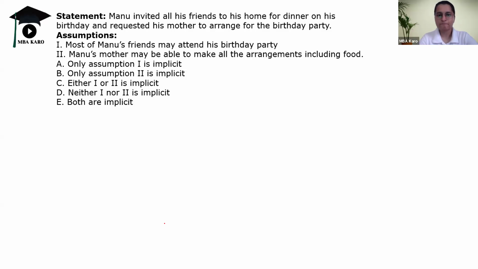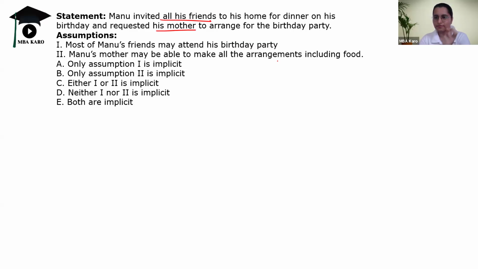Correct. Very good. Now see, the statement is: Manu invited all his friends to his home for dinner on his birthday and requested his mother to arrange for the birthday party. Now here two things are happening. Number one, Manu is inviting all his friends to his birthday party and he is requesting his mother to prepare for the birthday party, or to arrange for the party, right? Now, assumption one says most of Manu's friends may attend his birthday party. The second assumption says Manu's mother may be able to make all the arrangements, including food.